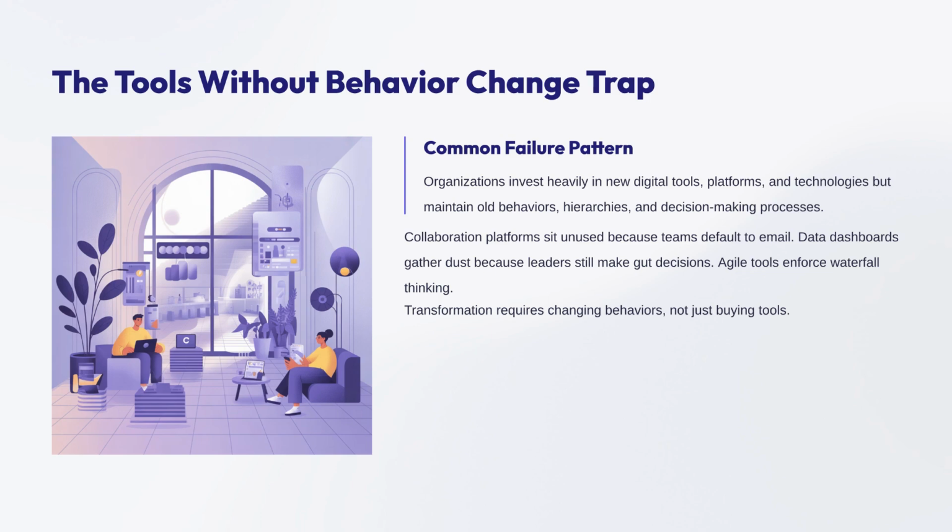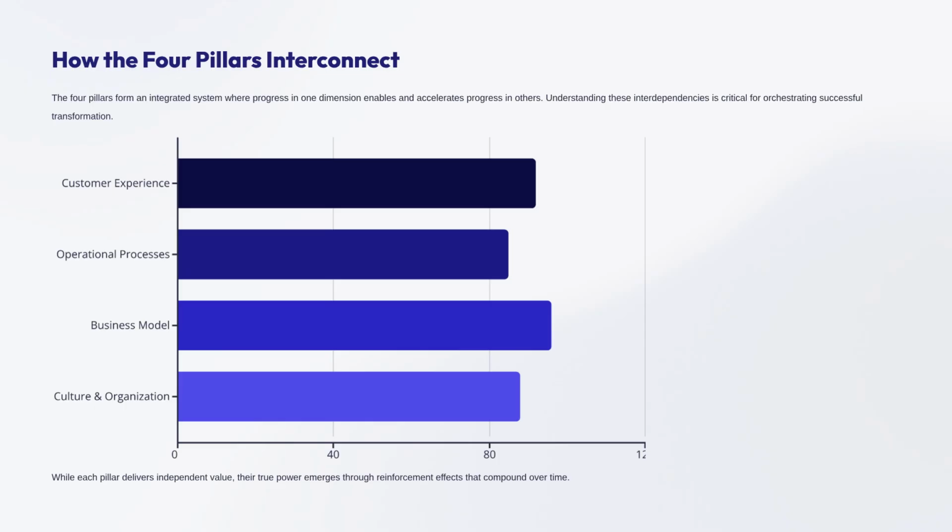A common failure pattern is the trap of buying tools without changing behavior. New platforms fail when old hierarchies and decision-making processes persist. Transformation requires changing behaviors, not just purchasing software. The 4 pillars form an integrated system. Progress in one dimension enables and accelerates progress in others. Understanding these interdependencies is crucial for orchestrating a successful transformation.